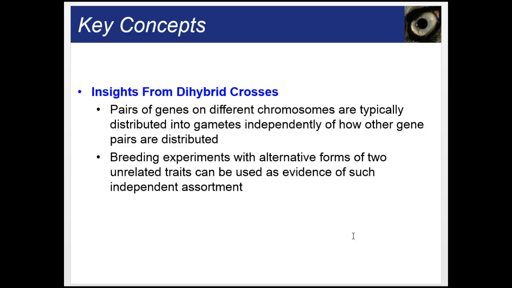From dihybrid crosses again, remember pairs of genes on different chromosomes are typically distributed into gametes independently of how other gene pairs are distributed. Breeding experiments with alternative forms of two unrelated traits can be used as evidence of such independent assortment.